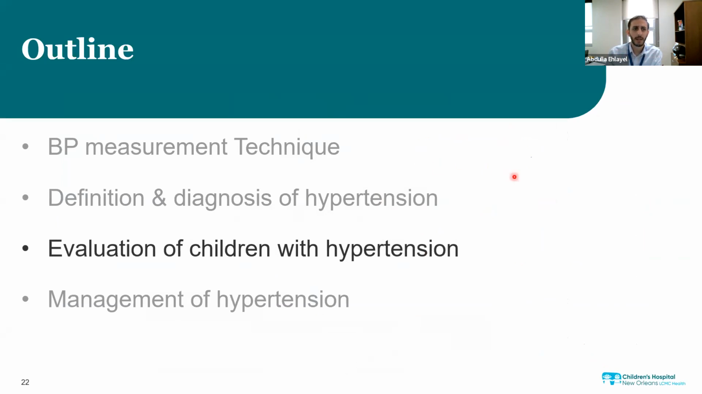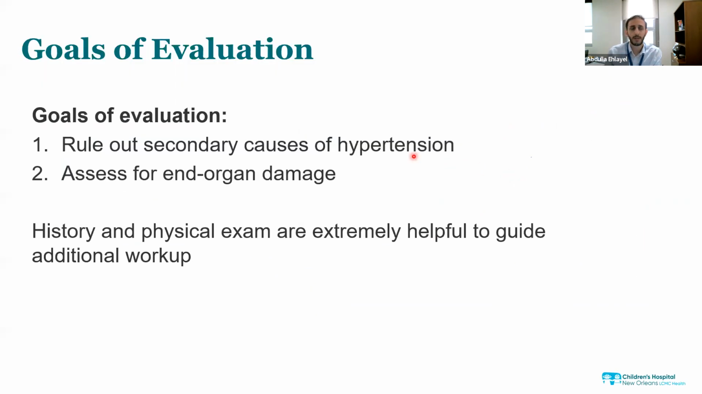All right, so evaluation of children with hypertension. We're at a point where we check the blood pressure. We know the blood pressure is high. And so what do you do for the patient? In children, we have two main goals of evaluation. One is we want to rule out secondary causes of hypertension, because secondary hypertension is more common in children than adults. And two, we want to assess for end organ damage.